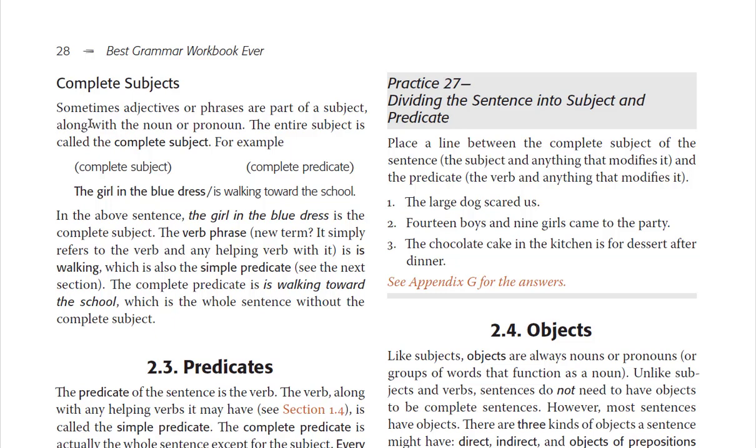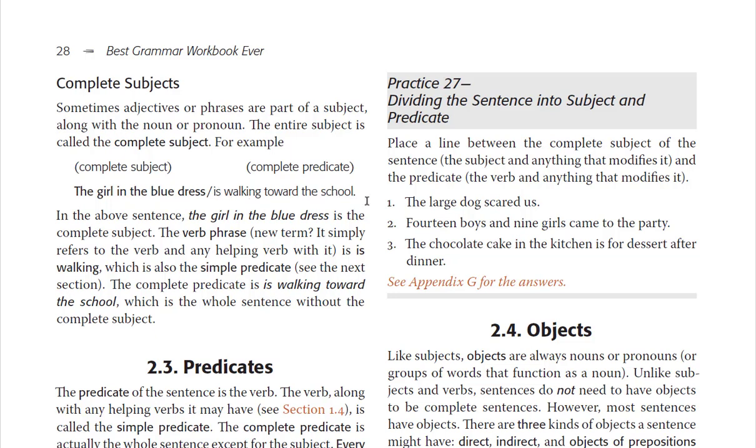Complete subjects. Sometimes adjectives or phrases are part of a subject, along with the noun or pronoun. The entire subject is called the complete subject. For example, the girl in the blue dress. That's known as a complete subject. This whole thing, so you've got the noun, which is the girl, and in the blue dress is a prepositional phrase. So you have a noun plus a prepositional phrase, and both of them are the complete subject.